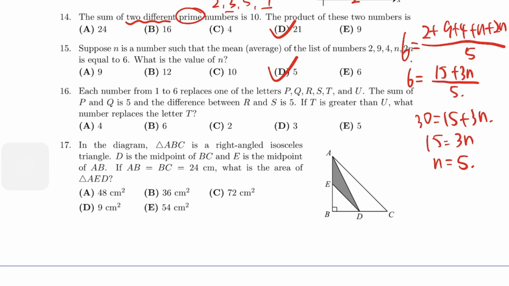D. Number 16. Each number from 1 to 6 replaces one of the letters P, Q, R, S, T, and U. The sum of P and Q is 5. Okay, so P plus Q is 5. And the difference between R and S is 5.